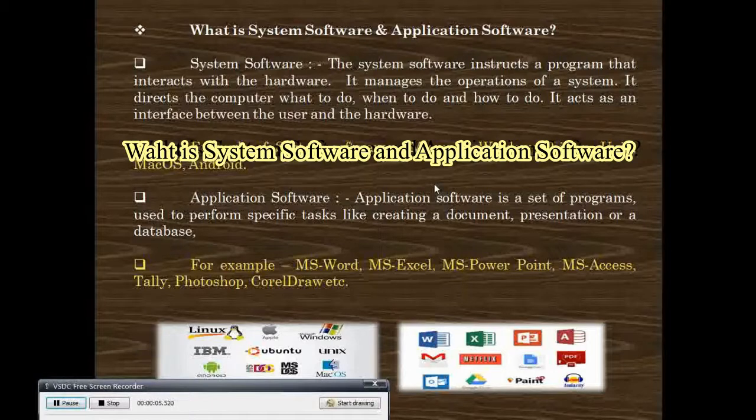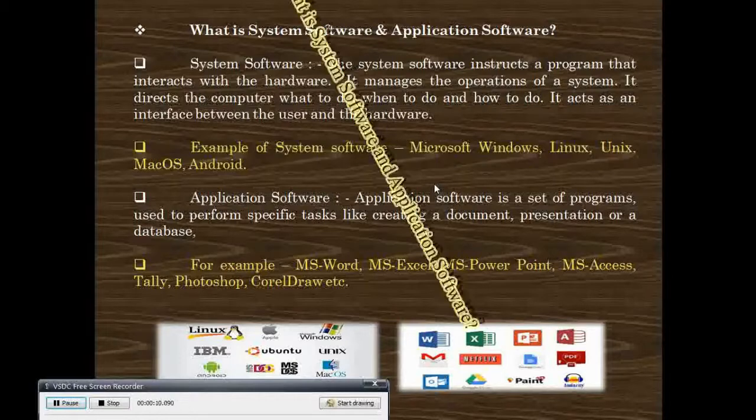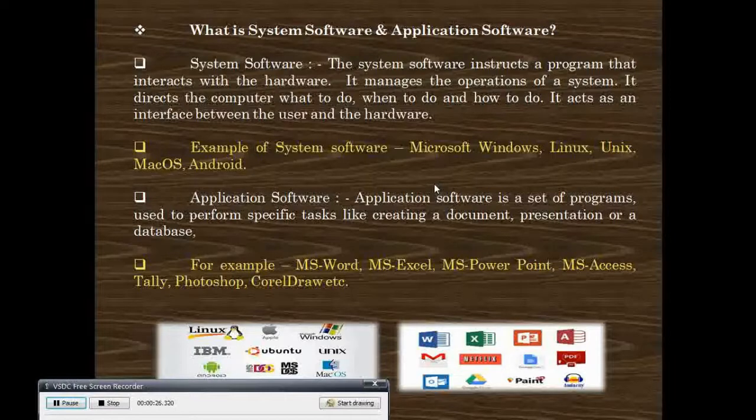What is system software and application software? Define system software. System software is a program that interacts with the hardware. It manages the operations of a system. It directs the computer what to do, when to do, and how to do. It acts as an interface between the users and the hardware. For example, Microsoft Windows, Linux, Unix, Mac OS, Android, etc.